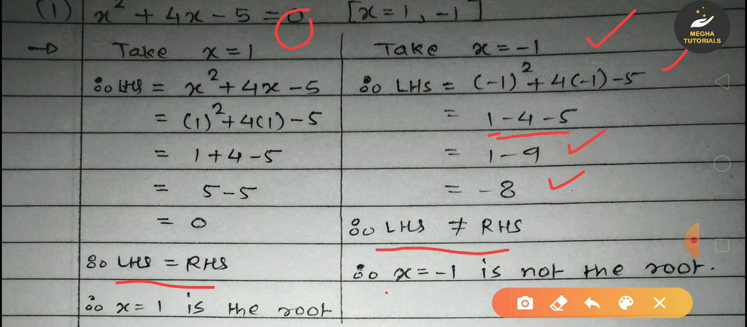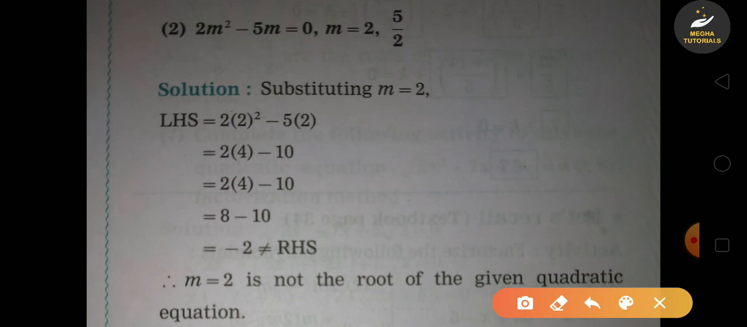Therefore x is equal to minus 1 is not the root of the given quadratic equation. This is final answer. Question 2. Equation is 2m square minus 5m is equal to 0 and values of m are 2, 5 upon 2. Okay. So first let's take m is equal to 2. Equation is 2m square minus 5m.